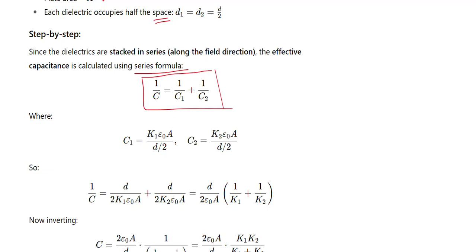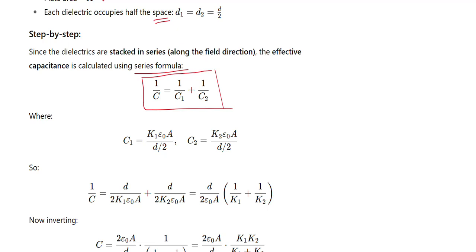We know the formula of capacitance in terms of K, A and the permittivity also. So for case 1, C1 is equal to K1 epsilon naught A, where A is the plate area, divided by D by 2, its distance. Then C2 is K2 epsilon naught A divided by D by 2. Now the net capacitance is given by 1 by C1 plus 1 by C2.